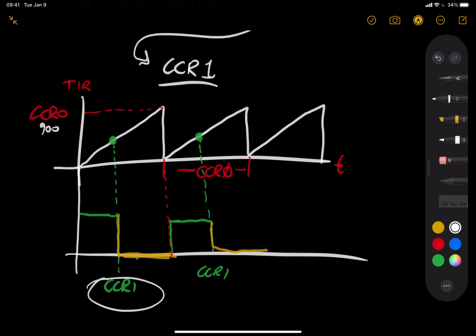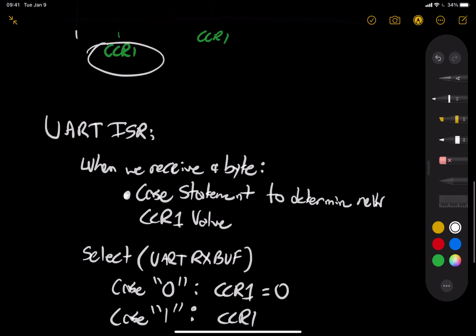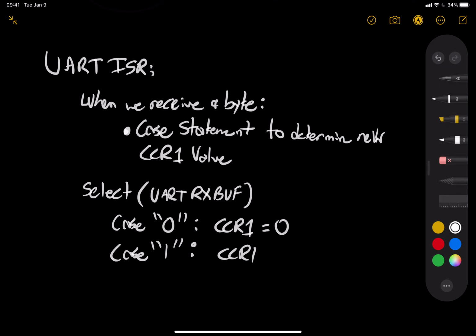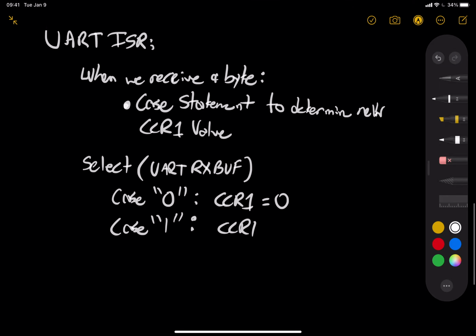If I receive a 0, set it to 0. If I receive a 1, make it 100. 2, make it 200. It's not that bad. So in the UART ISR, when we receive it, let it now be 100. And then we can continue down to case 9 and make CCR1 equal to 900.